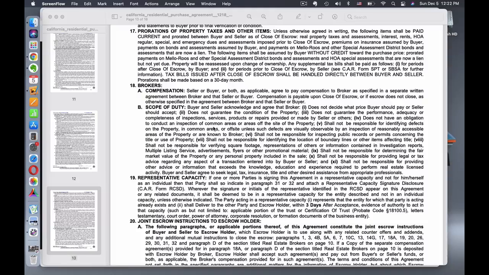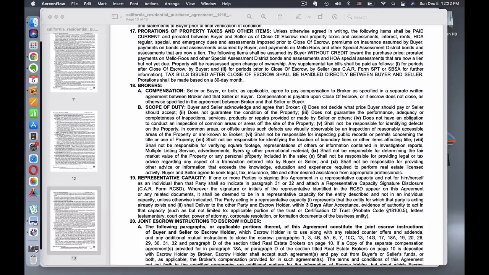And then this discusses our scope of duty and what we need to do for you and what we are not responsible for. For example, we're not responsible for inspecting public records or permits for the property. That's something you have to do on your own.